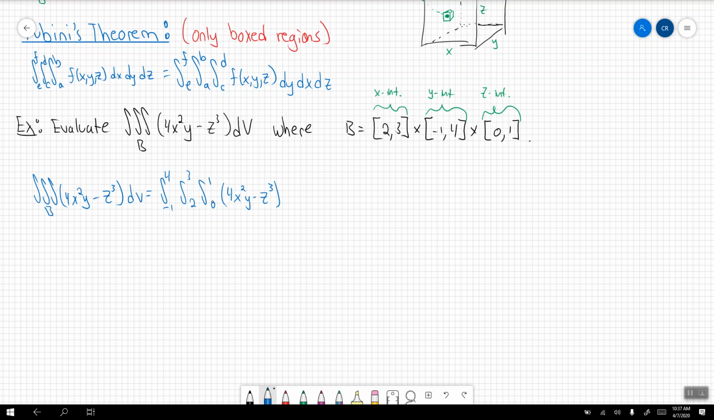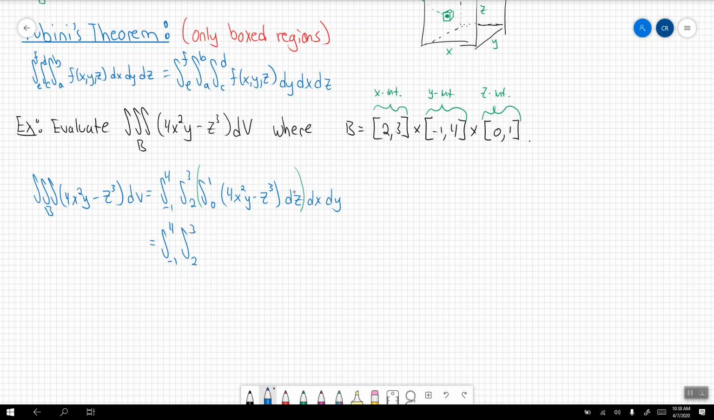So since the innermost integral is from 0 to 1, that matches with the z interval, so that must be my dz. The second integral matches with my x's, so that's my dx. And then the third integral is my y's, so that's going to be dy. The way we approach these triple integrals is the same way that we approached double integrals. We're going to do the innermost iterated integral first. So we're going to integrate this, negative 1 to 4, and then 2 to 3.